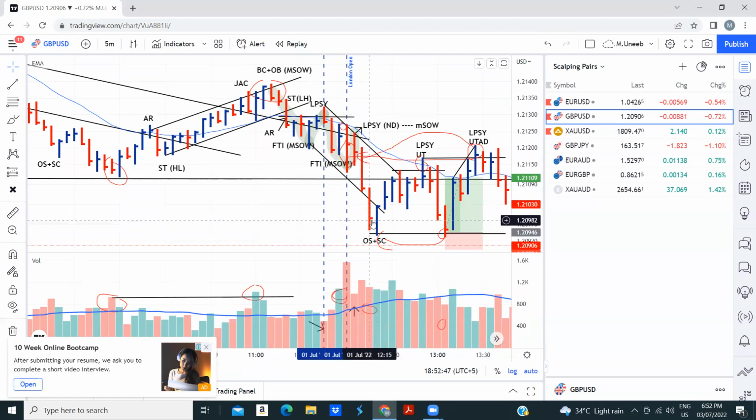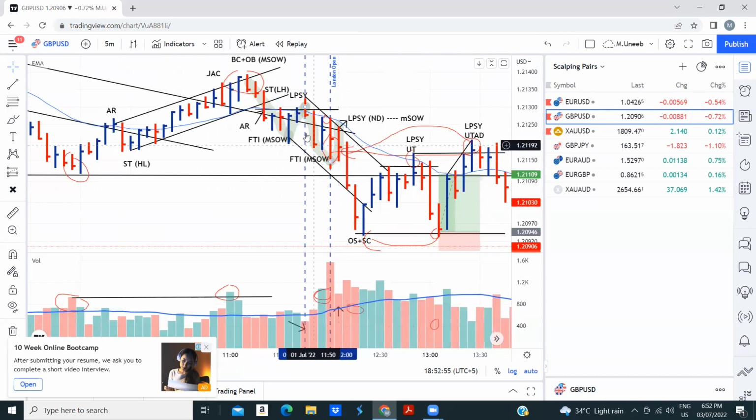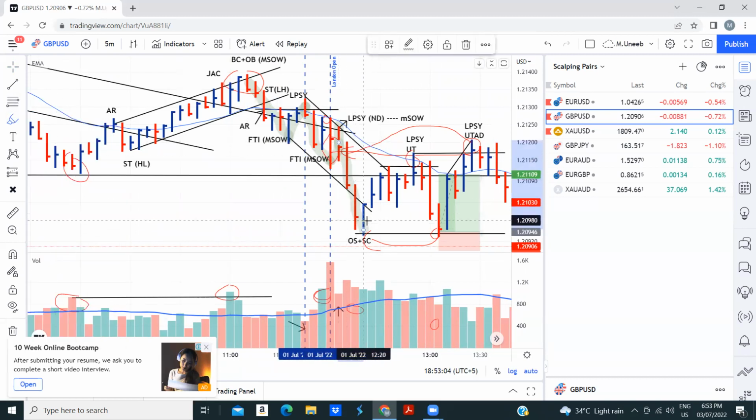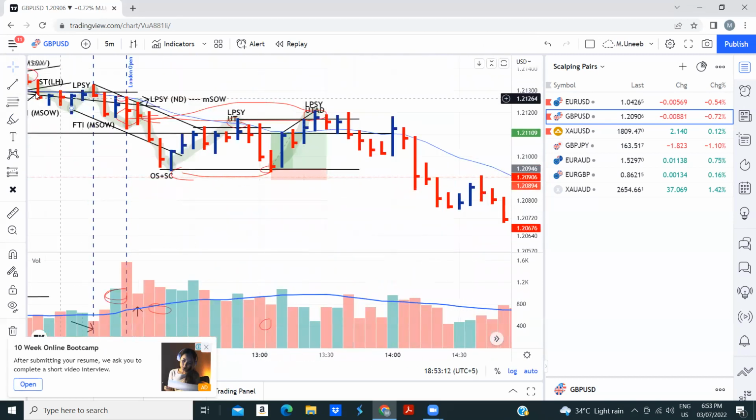A minor oversold as well, but the minor oversold will not produce much higher result because the bias is still bearish, right? If this is FTI, this whole move here from here to here, sorry, then this should be what? LPSY. This is again another one. This is again LPSY, right? Make sense? Yep. Makes sense.